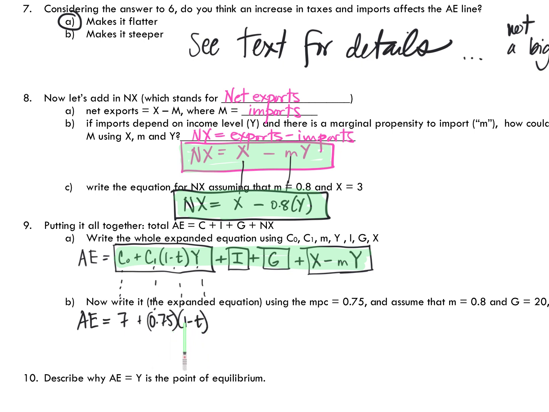We didn't specify the tax rate, so we'll just leave that there. And we've got investment of 5. We've got government spending of 20. And then we've got exports, and our marginal propensity to import is 0.8, and our exports were 3, so 3 minus 0.8 times Y.